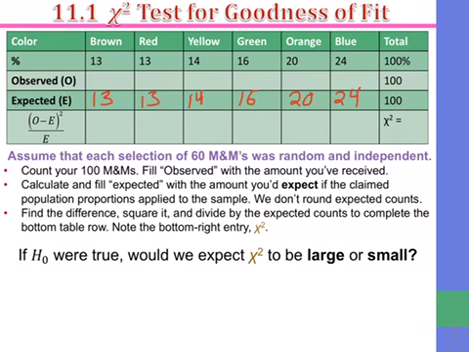I think I said this before too in class, but if I had sample sizes of 50 instead of 100, then each of these would be halved. And yes, we would still work with the fractions. Right here, we don't round the expected counts. I would have 6.5 browns for my expected value, 6.5 reds, so on and so forth.